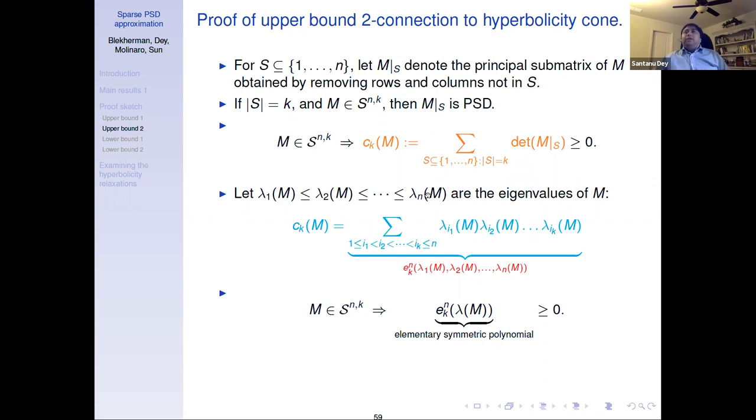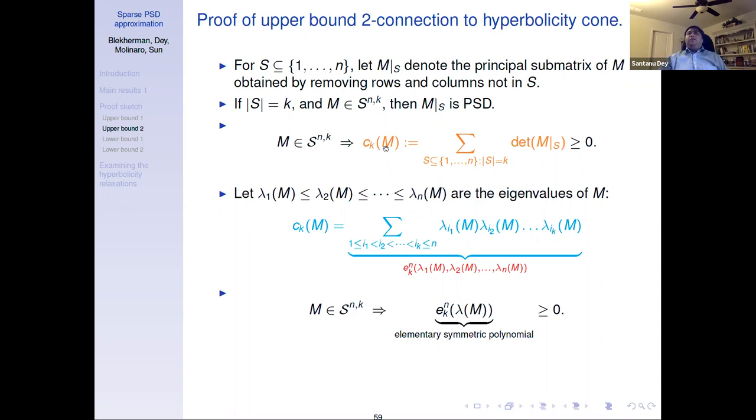Let me pass through this expression. You take all your eigenvalues of M and pick K distinct entries; the eigenvalues could be repeated. Just pick K entries of this vector, multiply them, and then add this over all possible K-subsets. And this quantity is exactly equal to CKM.